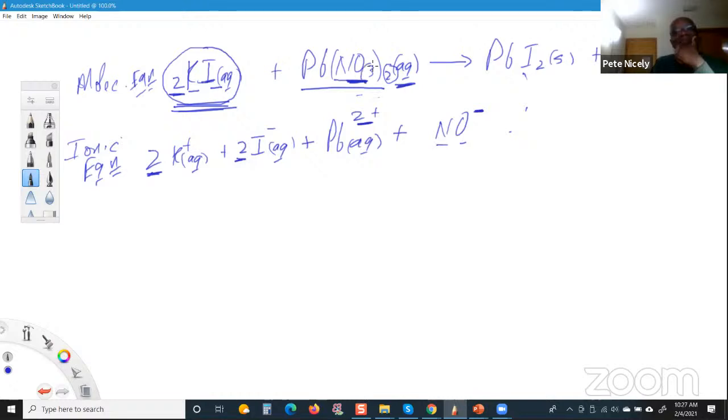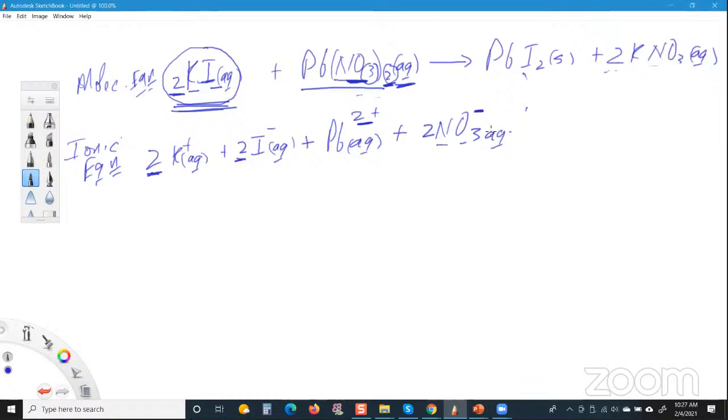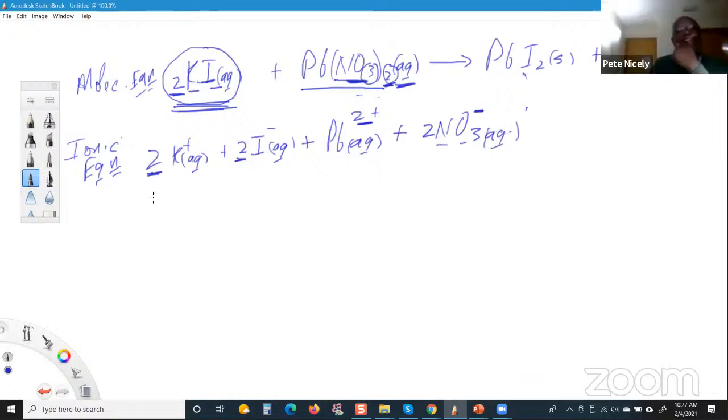And it's the same as the subscript here. So that's going to be NO3 minus, right? But because of this 2 here, you need to put a coefficient of 2 in front. Everybody see that? And that's aqueous as well, all right? So that takes care of the left side of the equation. So we have our arrow, but we need now to take care of the right side.